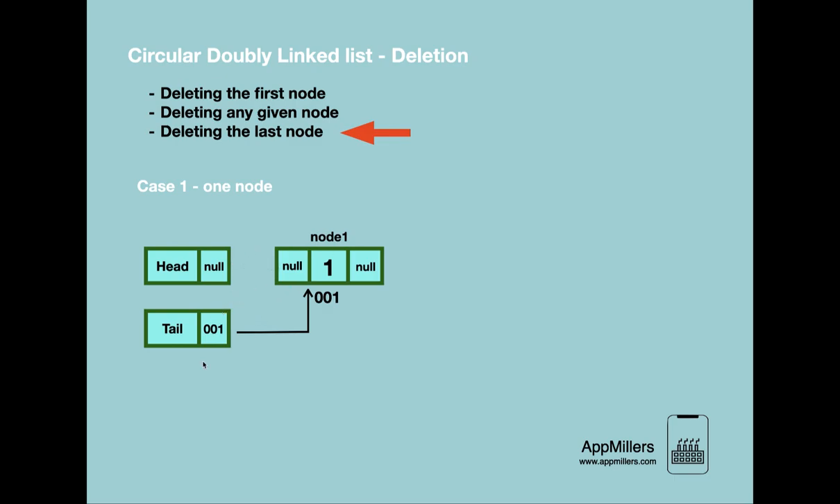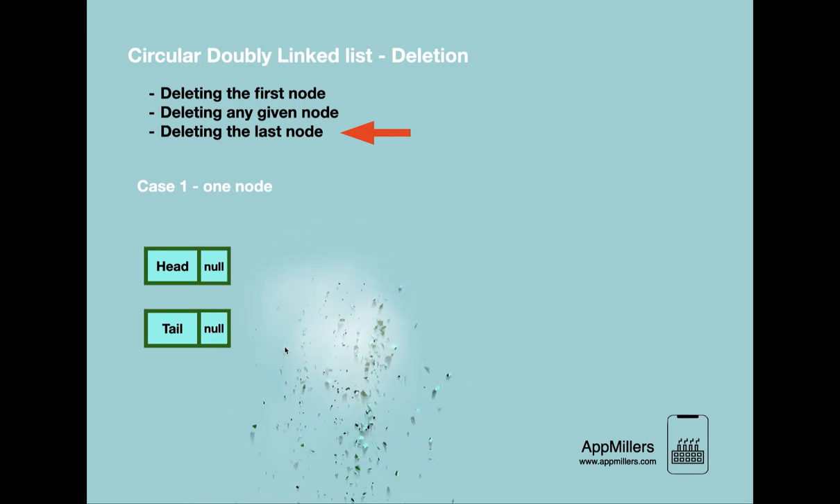Finally, we need to set the tail reference to null to destroy this link over here, which points to node 1. So by setting the tail reference to null, we are deleting the link between tail and node 1. Now node 1 becomes eligible for garbage collection. So the garbage collector comes and deletes this node over here. So we have successfully deleted the last node from a circular double linked list in which we have only one node.